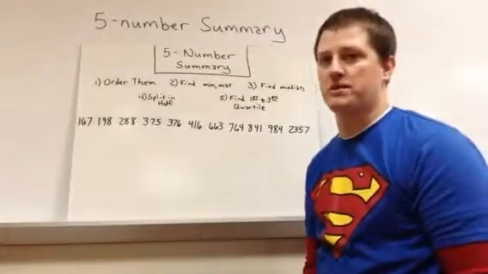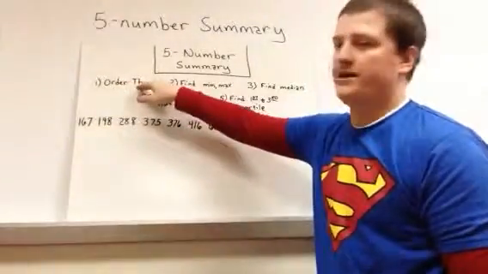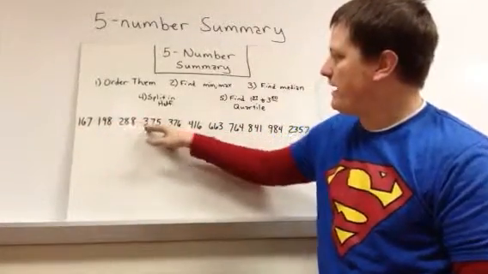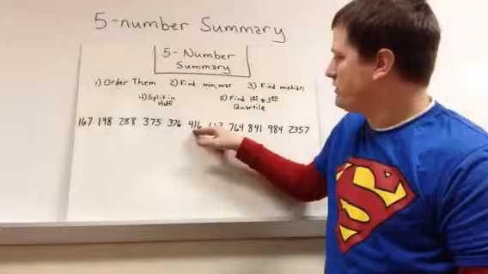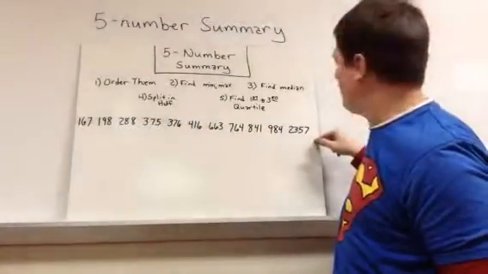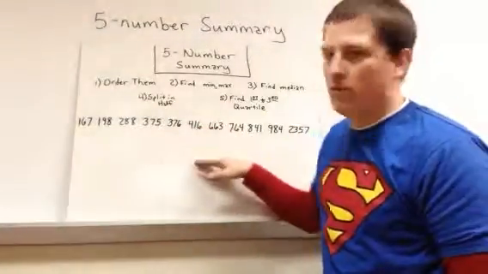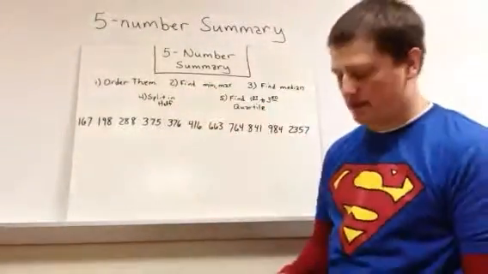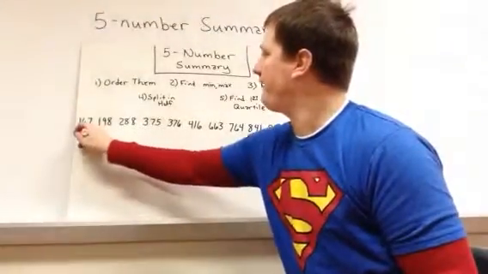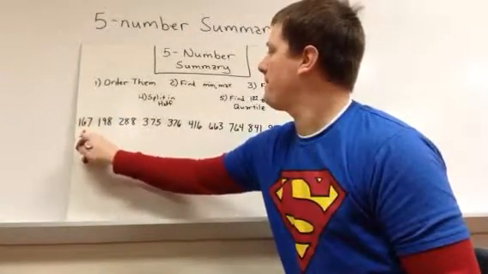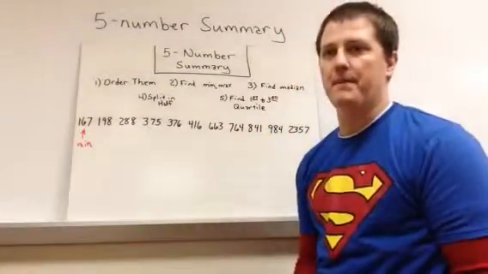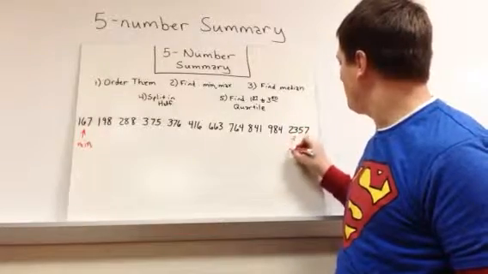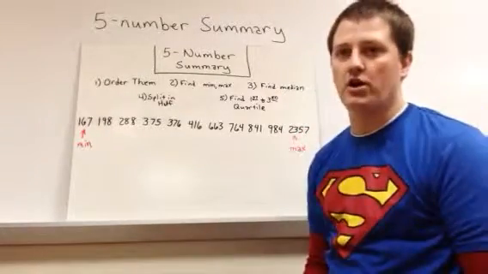So to find a 5-number summary, you first need to order your data. So we have 167, 198, 288, 375, 376, 416, and so on, all the way down to 2357. We have all of them in order from least to greatest. Then we need to find our min and our max. Our minimum, or min, is our smallest number in the data. Our maximum, or max, is our largest number in the data.